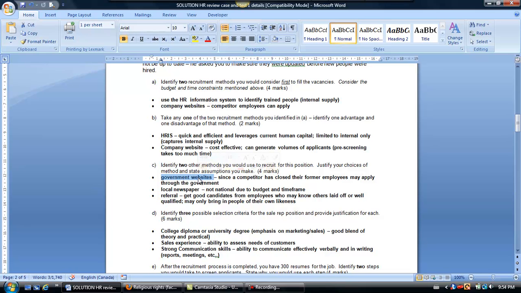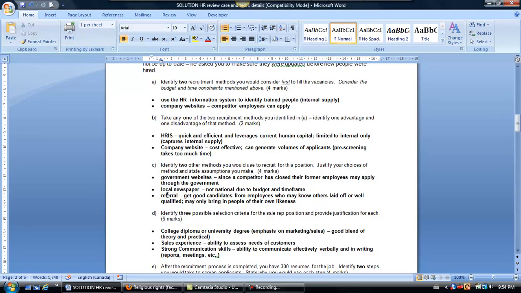So that might be a good place. The local newspaper might be a good place. It's not national due to the budget and time frames. So again, we didn't want to put it out to a national newspaper like the Globe and Mail or anything, because we thought we don't want people from Vancouver applying if we're here in Ontario, right? So we're trying to get people who are local to us.